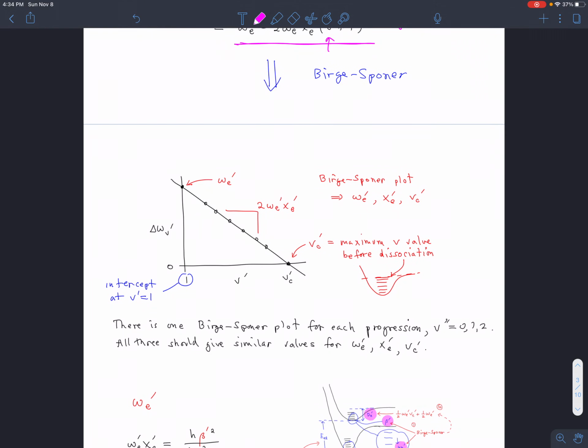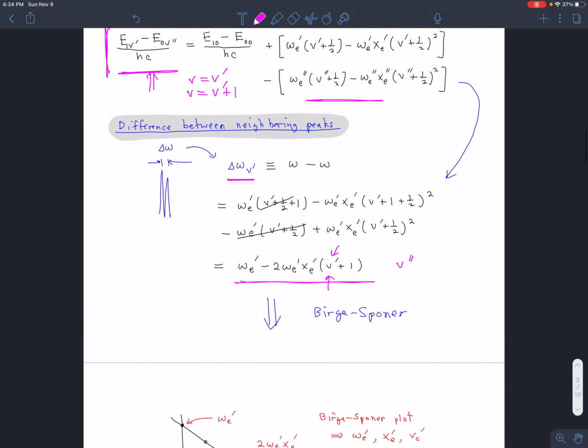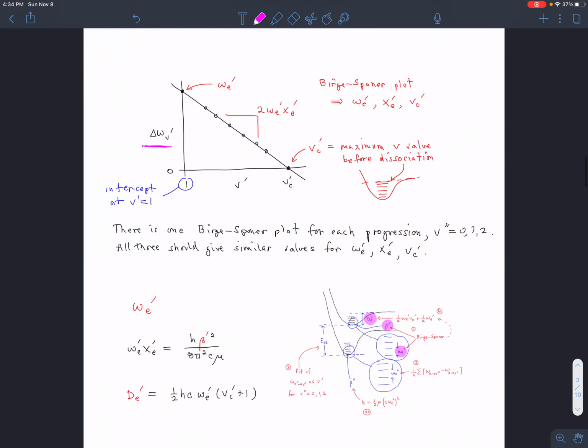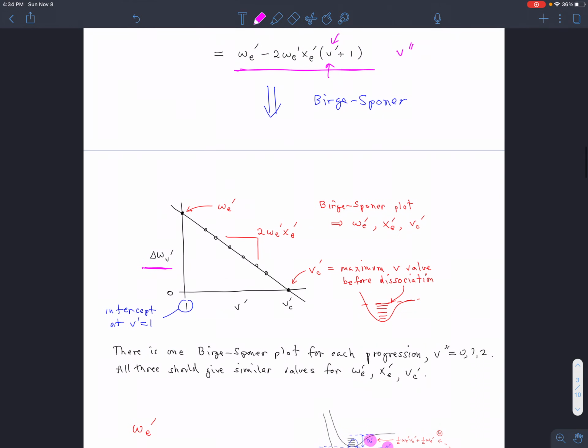If you plot this delta V value, the difference between adjacent peaks as you move along the spectrum, within one manifold or within one bunch, so within all the red ones or within all the blue ones or within all the green ones, but only within one at a time, and plot those differences versus the value of V prime, then you get this straight line. You should get a straight line. You do get a straight line, in fact.